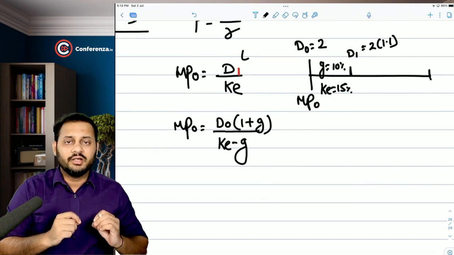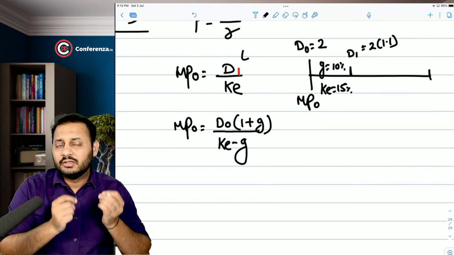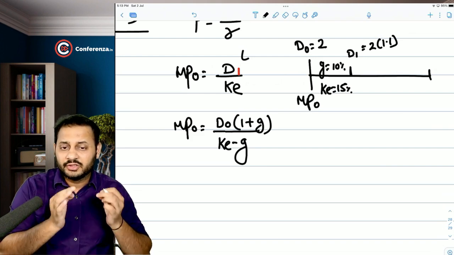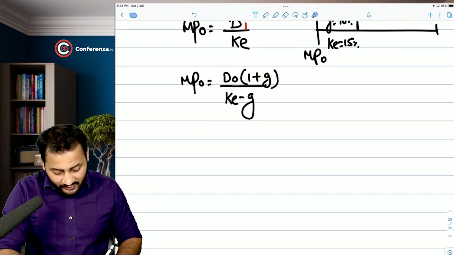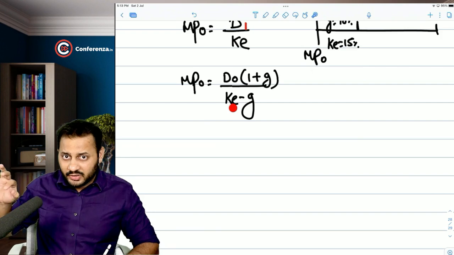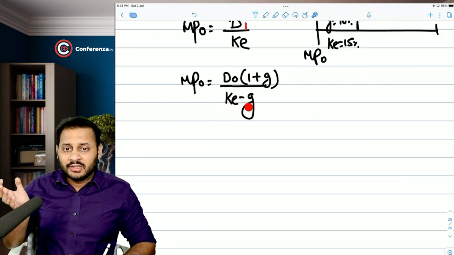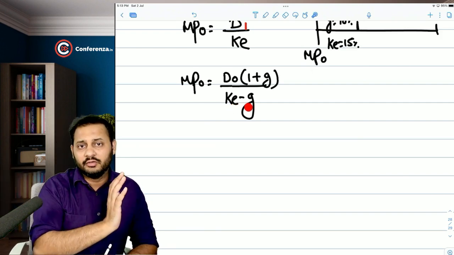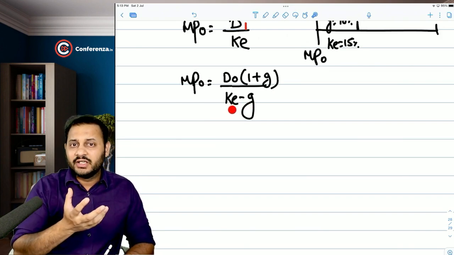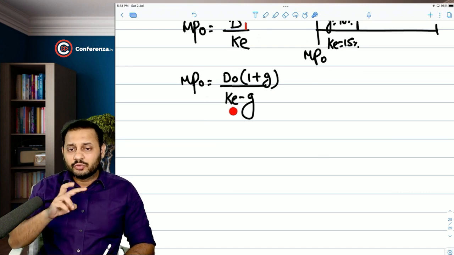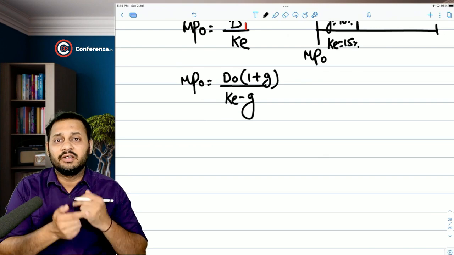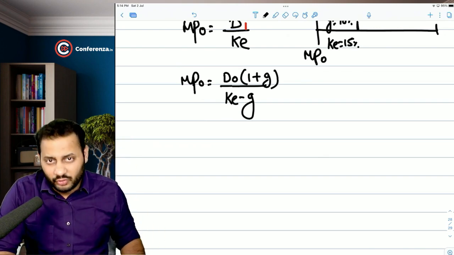So if we are adding the growth in the numerator, we should deduct the growth in the denominator. Why are we deducting? Because cost of equity represents going backwards, or discounting, and G represents going forward, meaning growth. Both are of opposite nature. That's why we are deducting. So this becomes your formula.